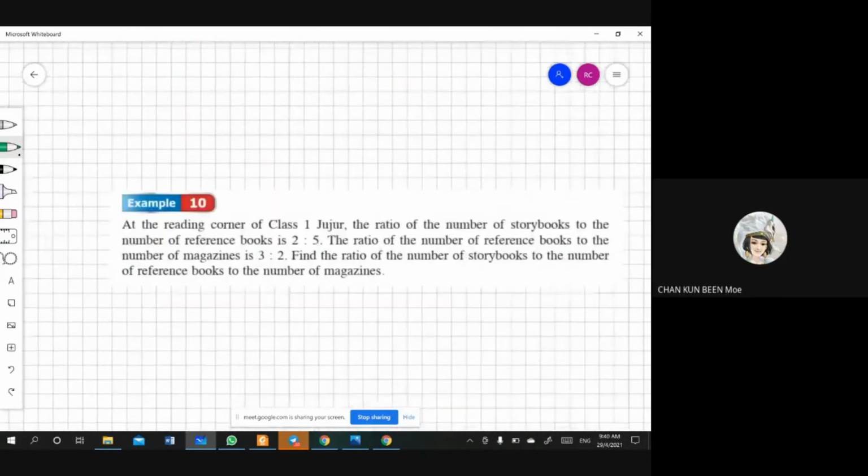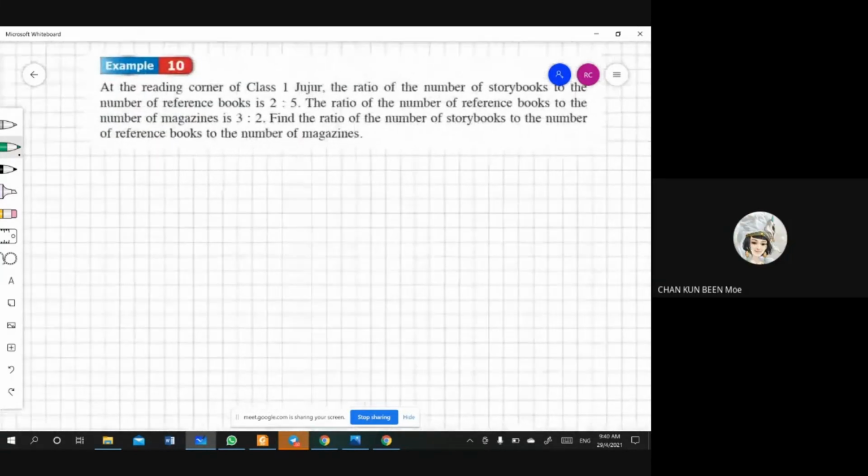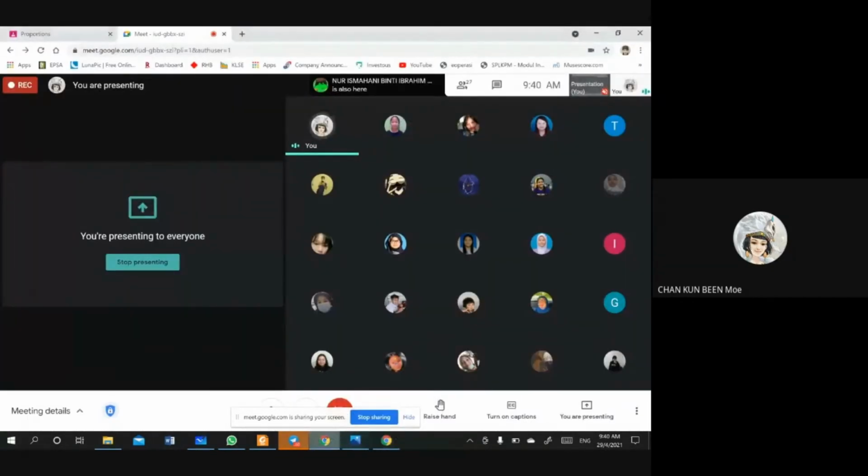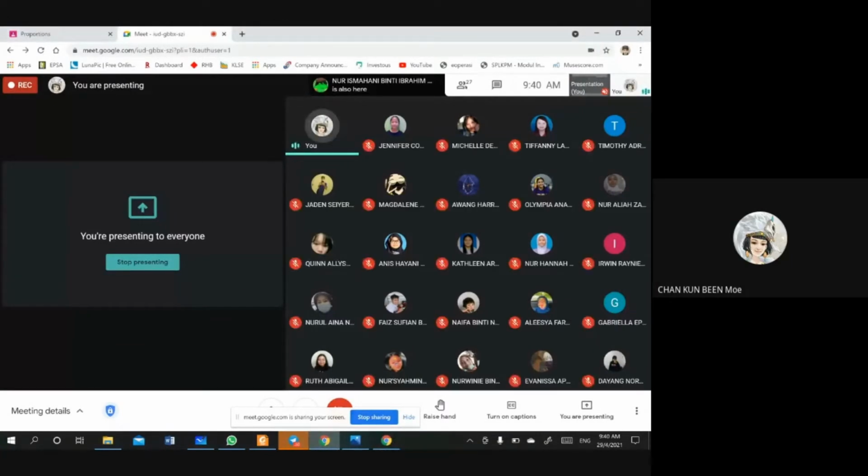We move on to example 10. Okay, this example is a bit long. I want to find somebody to help me to read it. Let me see. Jaden here, right, Jaden?